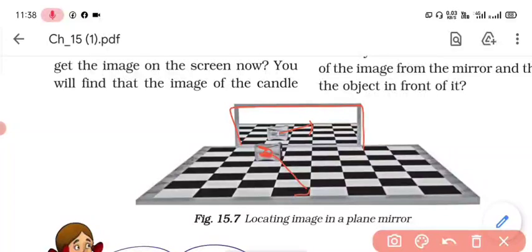That means the image formed in the plane mirror is always formed at the same distance. So what are the three properties of the plane mirror? It will always form an image of the same size. The image formed in the plane mirror is always erect, and the image formed in the plane mirror is at the same distance as the object. So these are the three properties of a plane mirror which is forming an image.